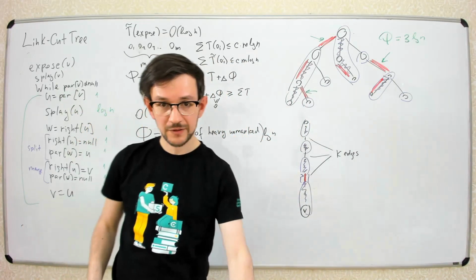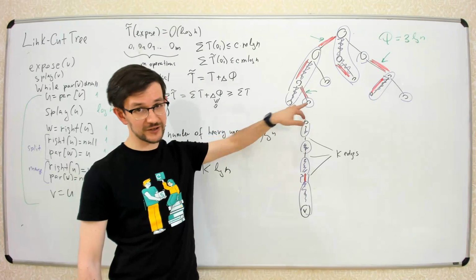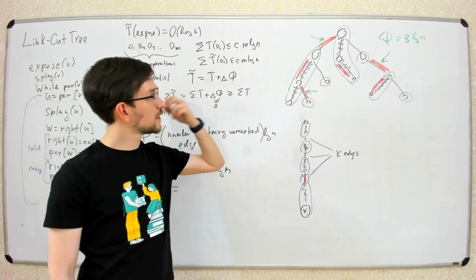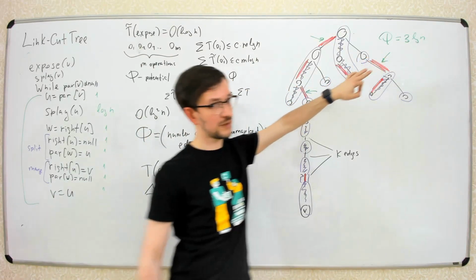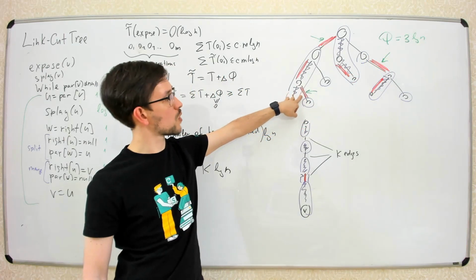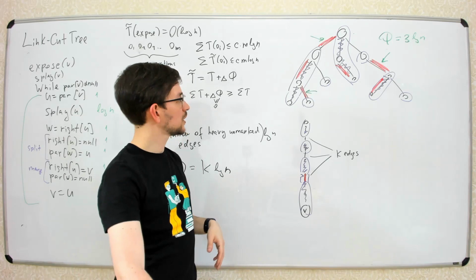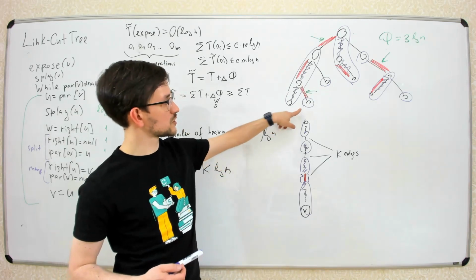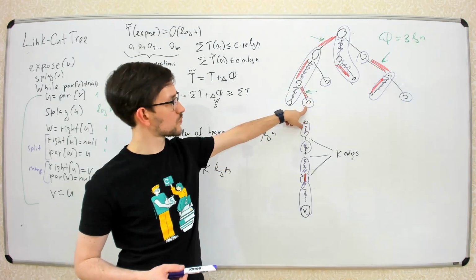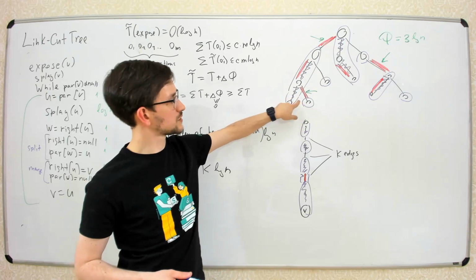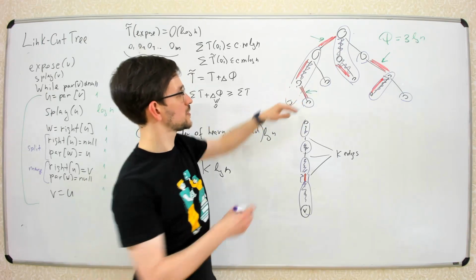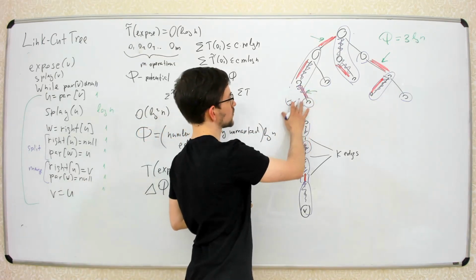Again, let's take this tree. Now the potential is 3, because we have 3 unmarked edges. So we have 1, 2, 3 heavy unmarked edges. If we call expose, let's say for this node, this node will be unmarked and this edge will be marked.